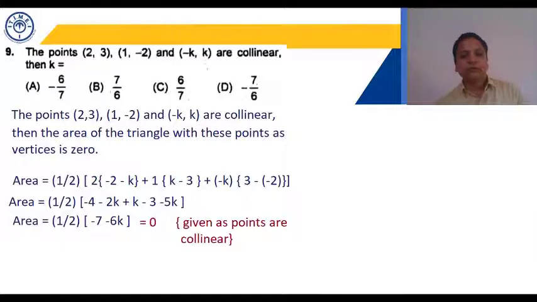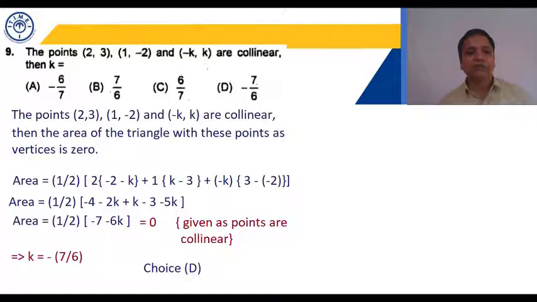Now we know this should be equal to 0. Why 0? Because given points are collinear points. So half minus 7 minus 6k equal to 0. So we can safely say k is equal to minus 7 by 6. We have to check the options which choice it satisfies. Choice number D, minus 7 by 6, is the correct answer.